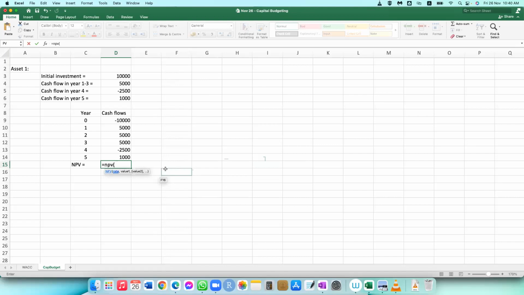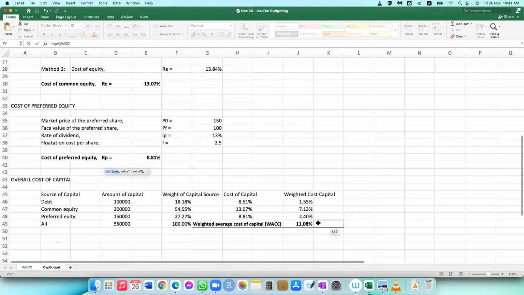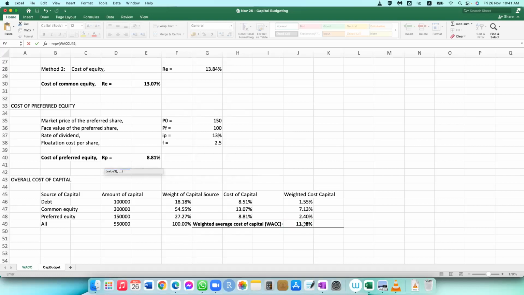Okay, so you can see here we need the rate and we need the values of the different years. Very easy. So what is the rate actually? The rate is the discount rate, and we have already mentioned that it has to be the weighted average cost of capital. And we have already calculated it previously. So we can link it from there. Let us click the worksheet where we have done the rate, link the rate, then press a comma.